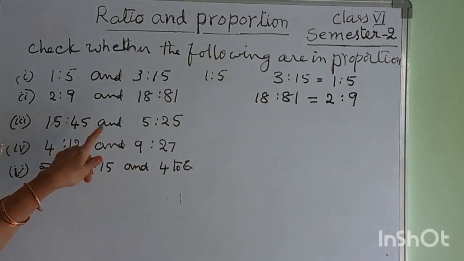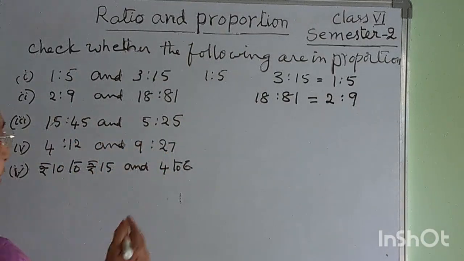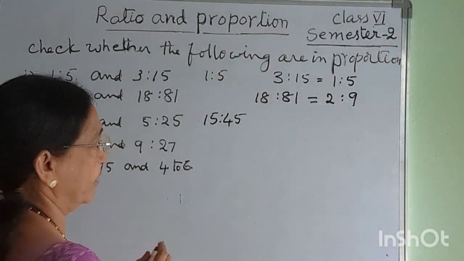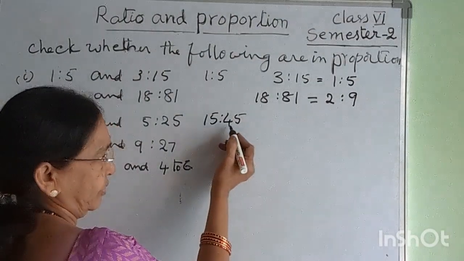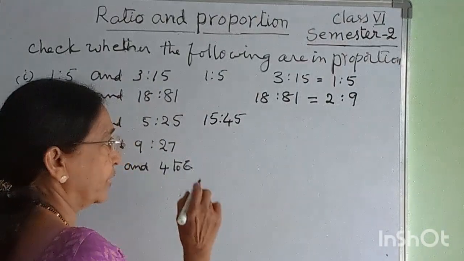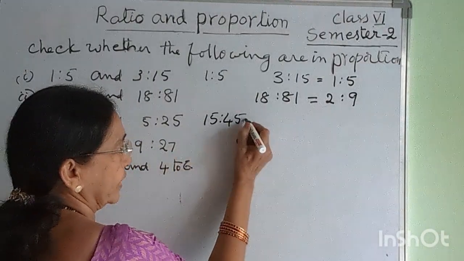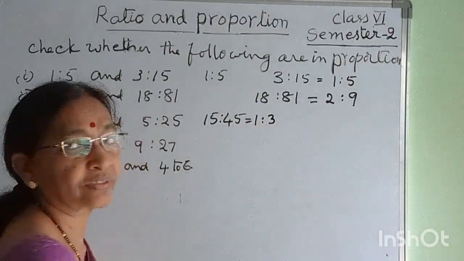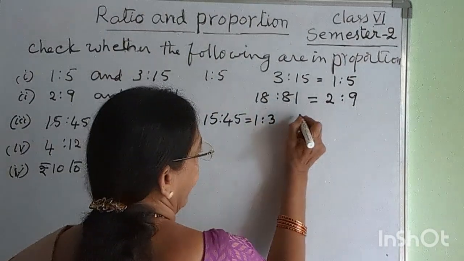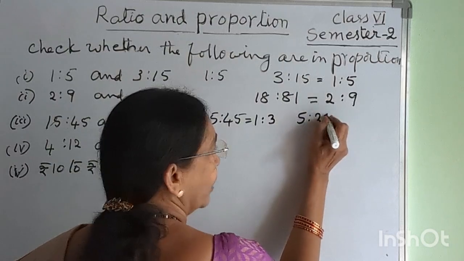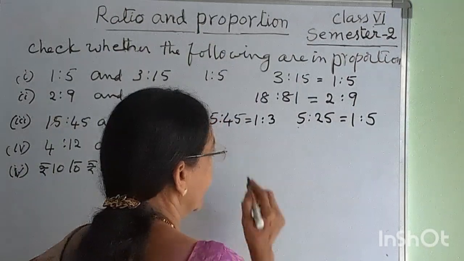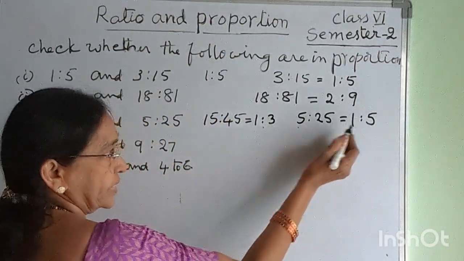Next, 15 is to 45 and 5 is to 25. 15 is to 45, we can simplify it. 45 is divisible by 15. Therefore, we straight away divide both the numbers by 15. 15 ones 15, 15 threes 45. So that ratio is 1 is to 3. And here 5 is to 25. Both are divisible by 5. Therefore 5 ones 5, 5 fives 25. This ratio is 1 is to 3 and this is 1 is to 5.